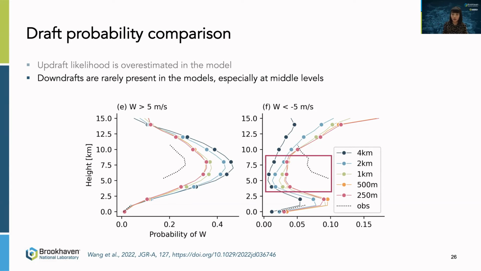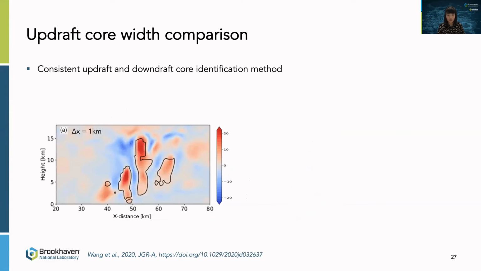We don't simulate enough downdrafts in these models, and especially at 4 kilometers, you barely see downdrafts at the middle levels. With the higher resolution model, we get closer to the observations and we see improvements, but we're still far from the observations.